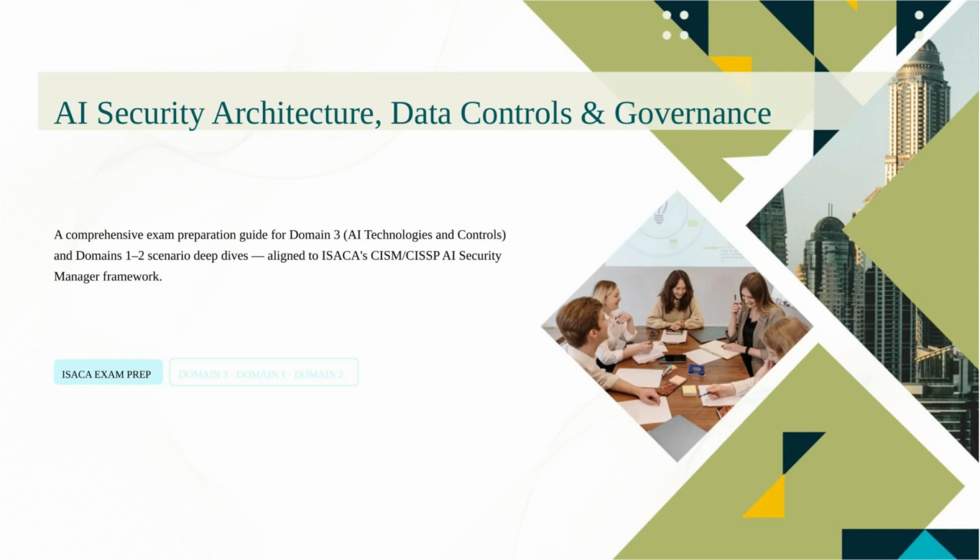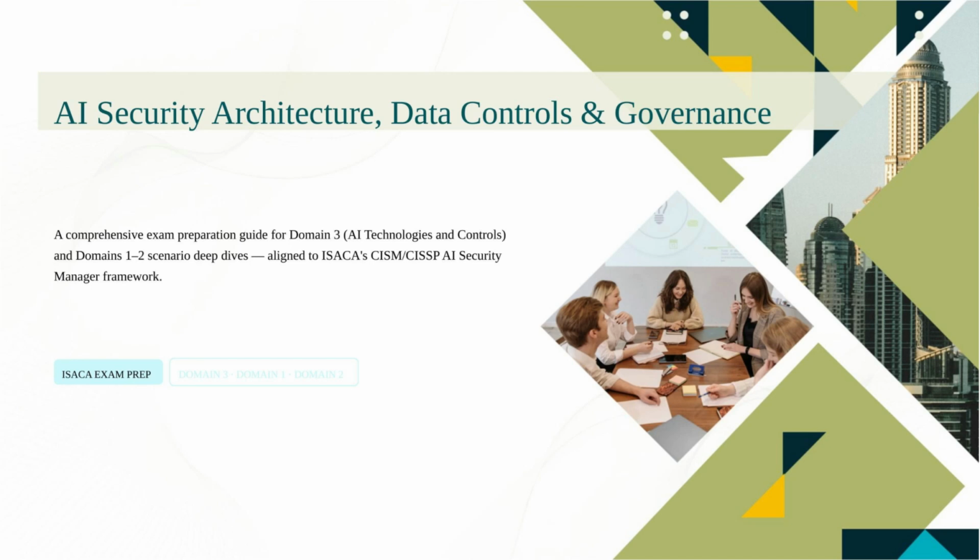Domain 3 is the biggest domain, 38% of the exam, and this video kicks off our three-part coverage of it. We're starting with the architecture and the development lifecycle. How do you design an AI system that's secure from the ground up? What does zero trust look like when the system you're protecting is a machine learning model? And what does secure development mean when the code is trained on data, not written line by line? These are the questions this video answers.